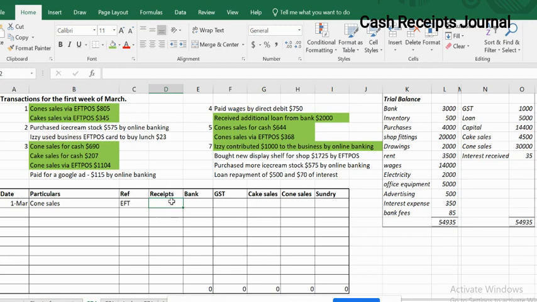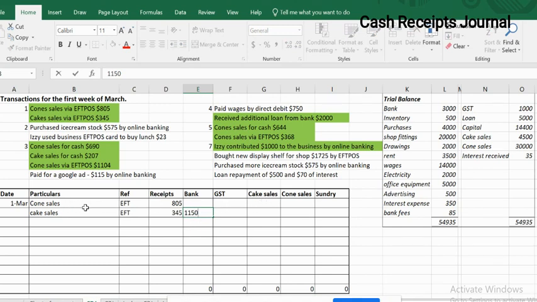So in this case, because there's two EFTPOS transactions on one day, I'm putting it in the receipts column. I'm going to put my other EFTPOS transaction here. So here we go, cake sales. Once again, it's EFTPOS, and I'm going to put it in here. And that means in the bank, I'm going to be putting a total of the 805 plus the 345. So that's going to give me the bank 1150. Now that's the only thing I total. Everything else I treat separately.